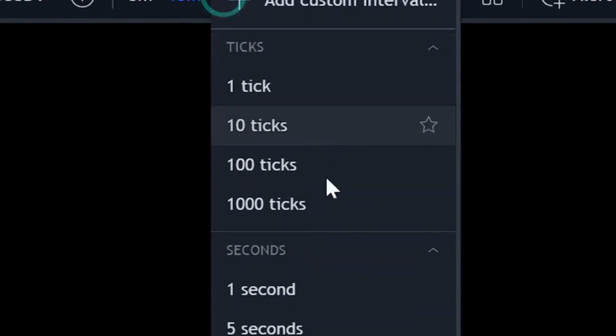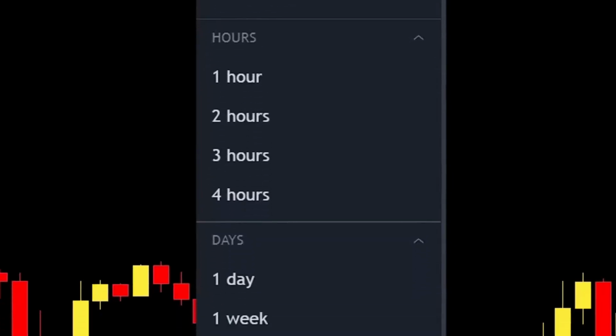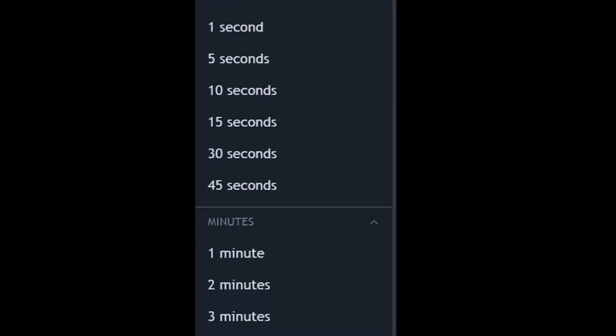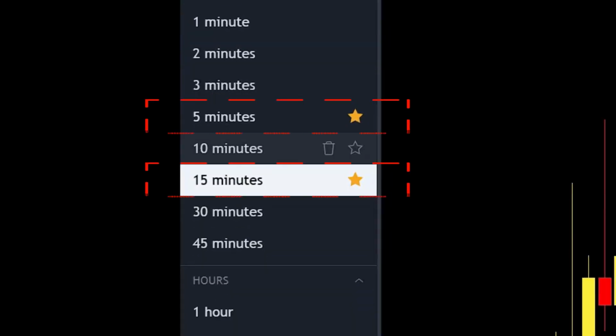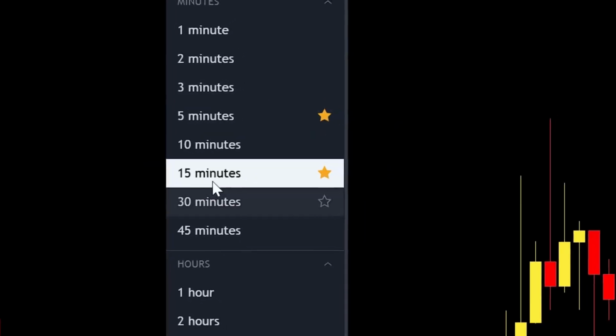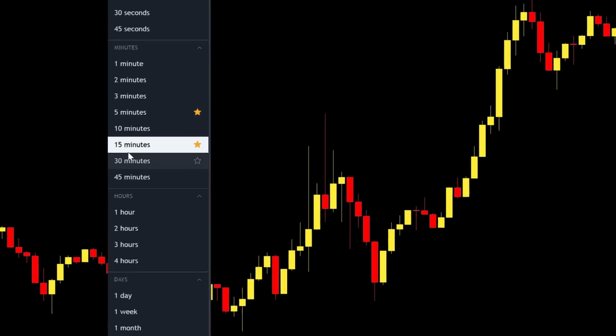Next, select the time frame that best aligns with your trading style. For optimal results, I recommend either a 5 or 15-minute time frame, but don't fret. You can choose any time frame you'd like, ranging from a speedy 1-minute time frame to a more extended daily time frame. The versatility of the strategy is incredible, making it perfect for traders of all experience levels.